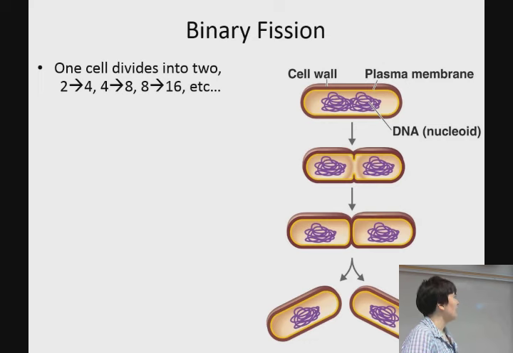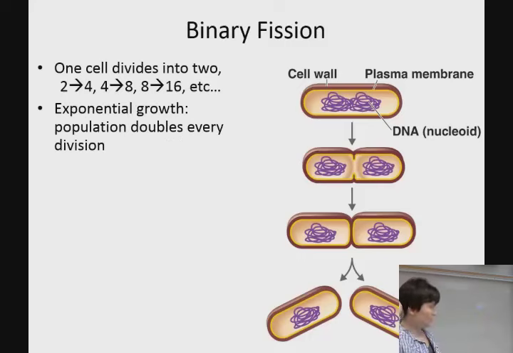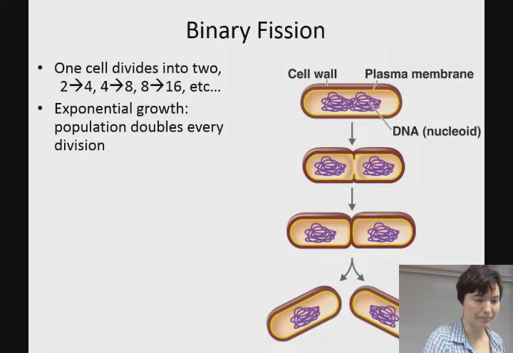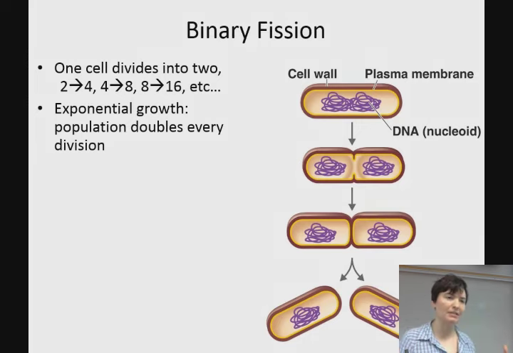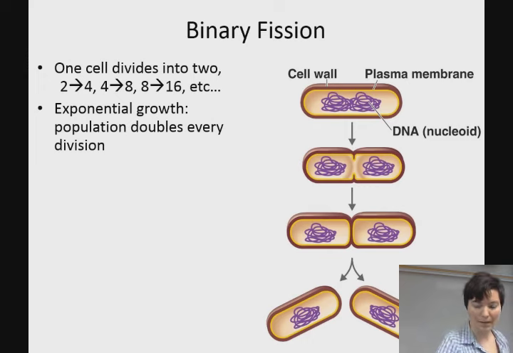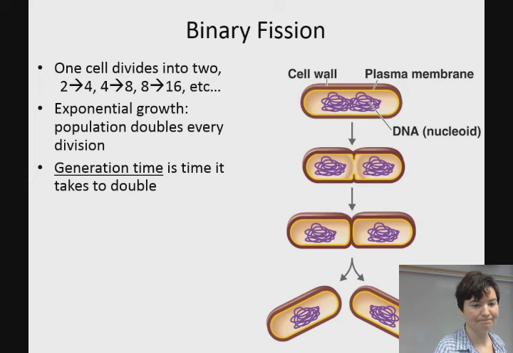Binary fission results in what we call exponential growth, in that every time this cell divides, it causes the population to double, from 2 to 4, 4 to 8, 8 to 16, and so on. And that's the definition of exponential growth, when a population doubles every division, and if that division is regular, we can measure it and make predictions about how big the population is going to be at various times. This is a term, the generation time, is the time that it takes for that doubling to happen.